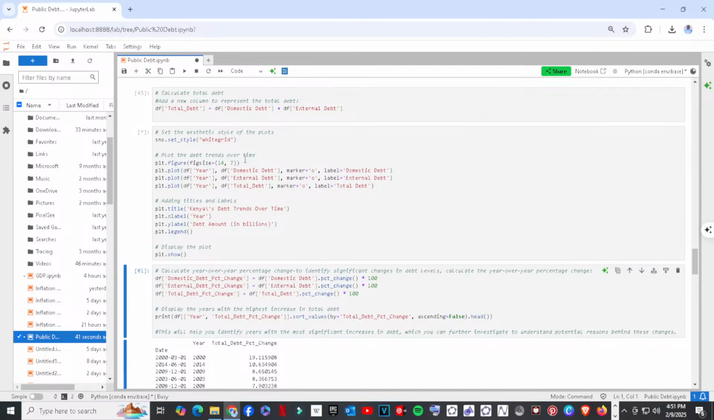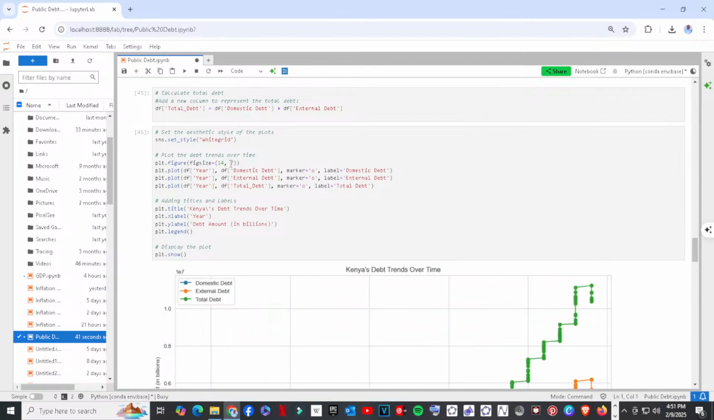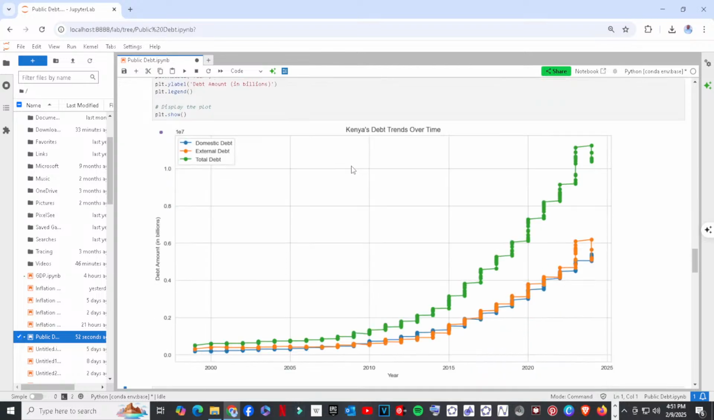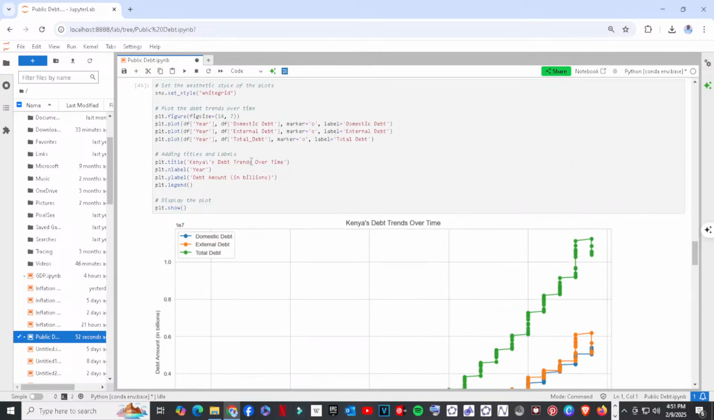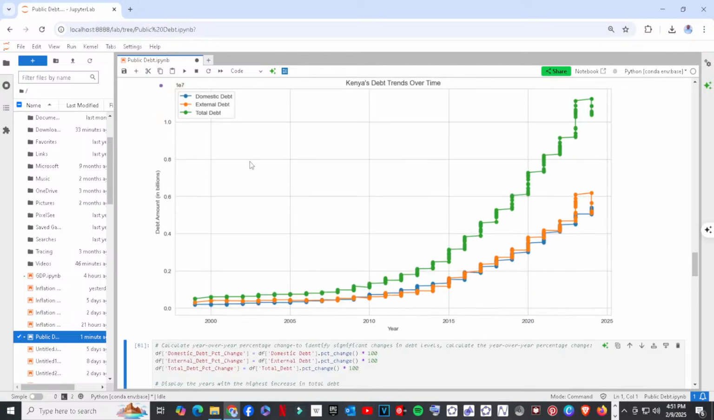Yeah, it has run. It's already running. That is for plotting the trends over time, public debt over time. Here, what I'm doing is checking, I want to assess Kenya's debt trends over time. And here we are looking at domestic debt, external debt, and total debt.